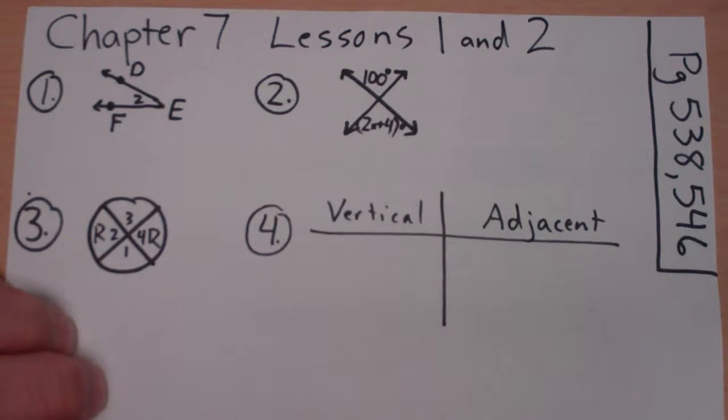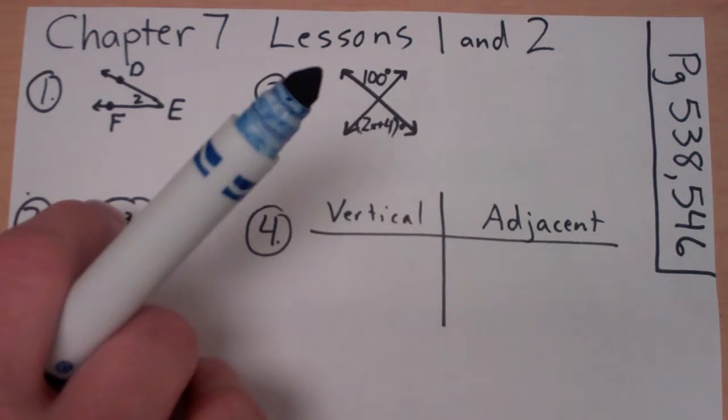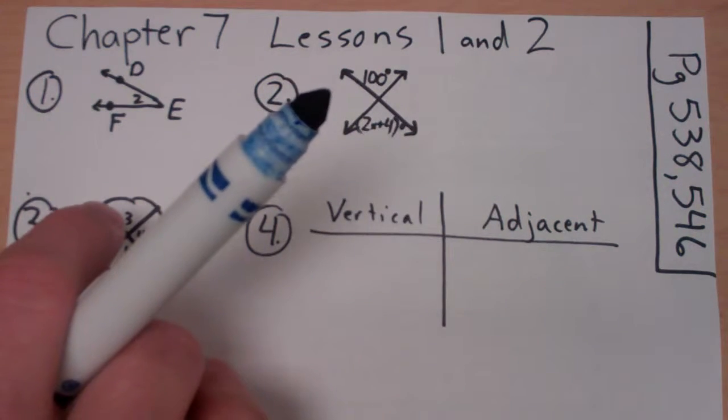Alright, this is chapter 7, lessons 1 and 2. Doing the guided practice off page 538 and page 546. This is about angles, different angle pairs, classifying angles, naming angles. So this is page 538 to start.